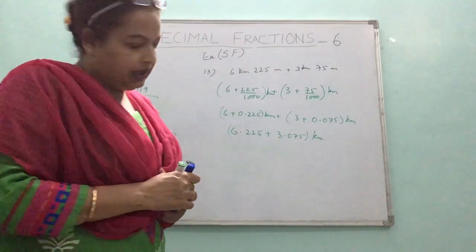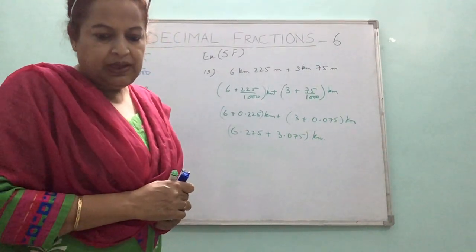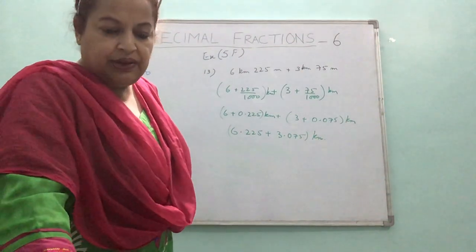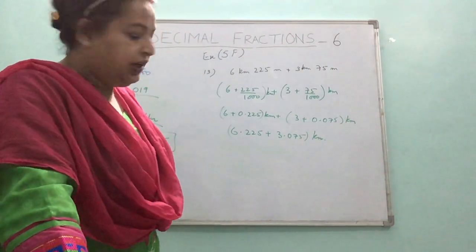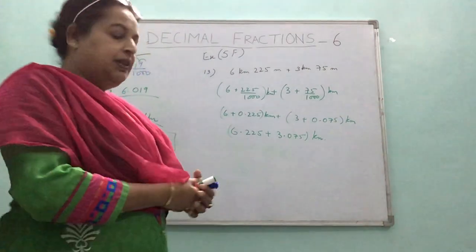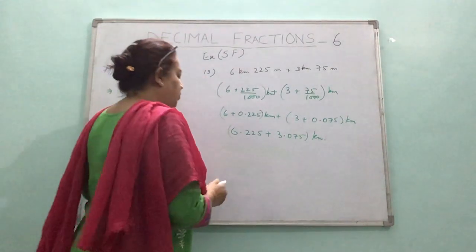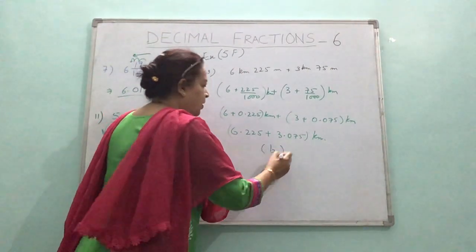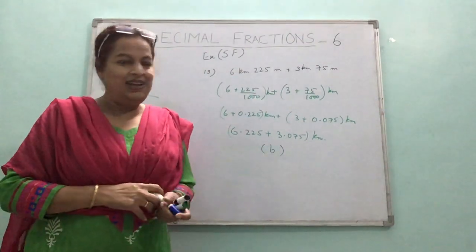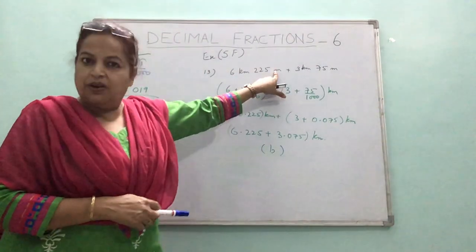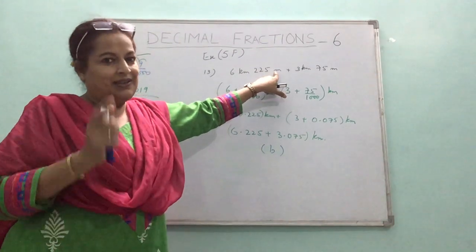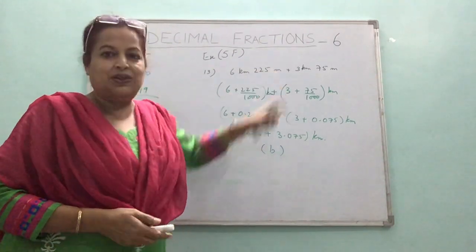So which is the correct option? C. The C option is, no, B. B option, 6.225 plus 3.0, yes. B option is the correct option. Option B is the correct option, right? So you will change this question, children. It will not be centimeter, it will be meter, as you must have understood by now.